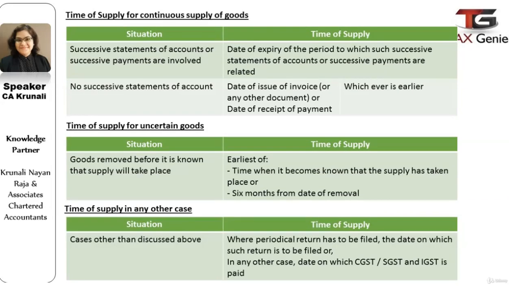And the residual category, that is, what would be the time of supply if it is not covered under any of the cases we discussed above, like normal supply or reverse charge or continuous supply or supply under uncertain goods. In that case, the time of supply where the periodical return has to be filed would be the date on which such return is to be filed. In any other case, the time of supply would be the date on which the CGST, SGST and IGST is paid to the credit of the government.